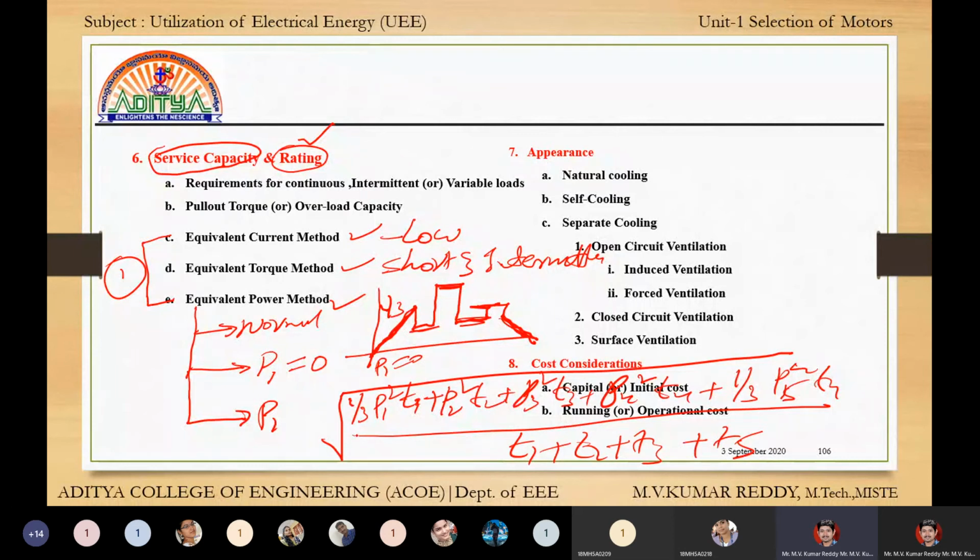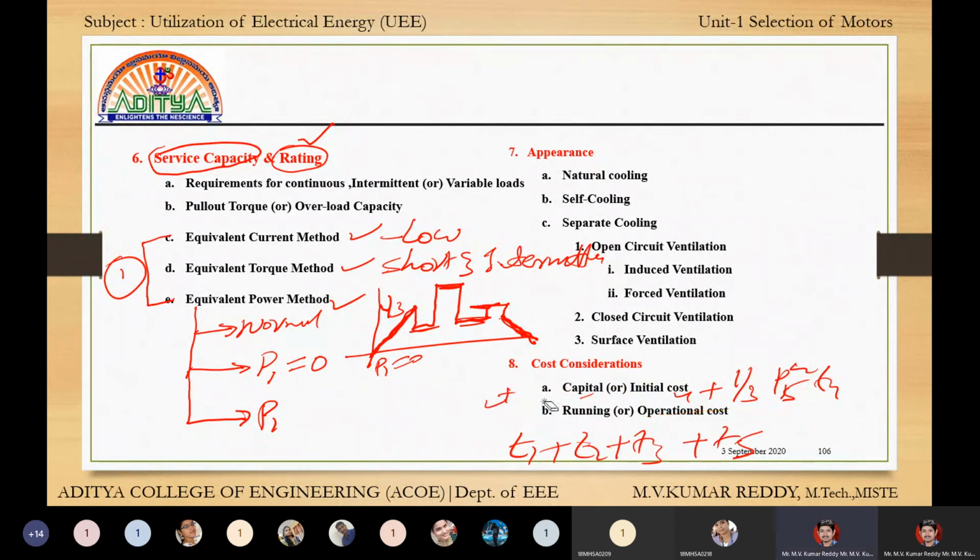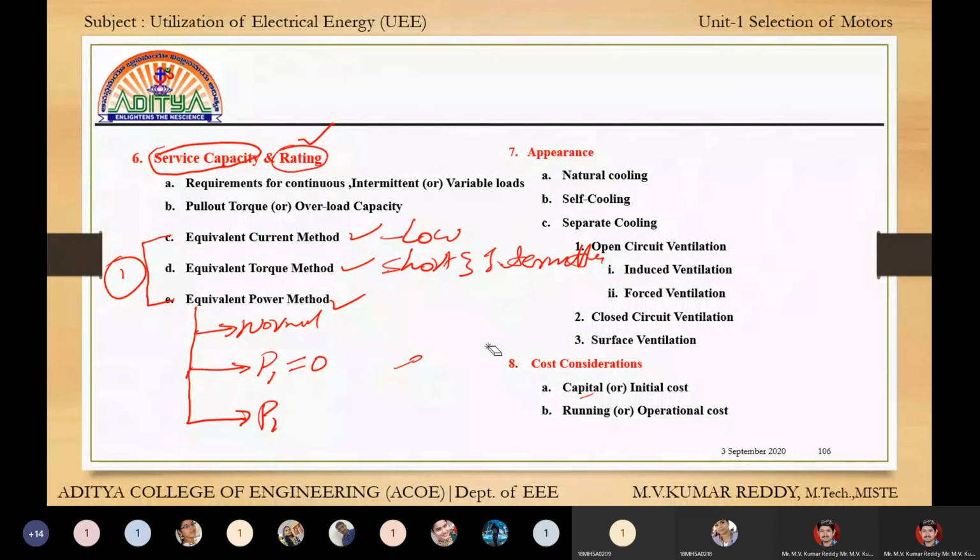This is condition 2. Next one is the third condition. Now P1 starts from here, and this is the graph. Here it is the negative slope. This is the negative slope.